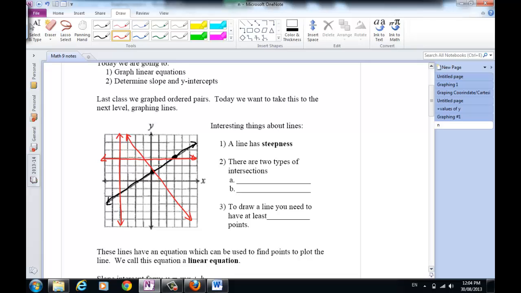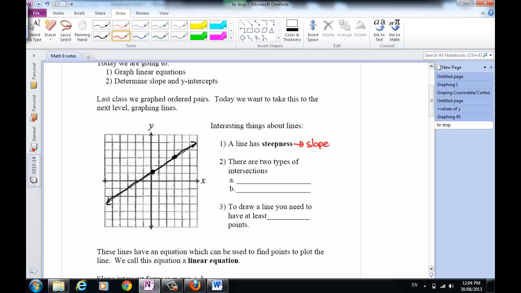So the difference between the black one and the last red one that I drew is the last red one that I drew went from left to right down, and the black one goes from left to right up. Okay, and those are just lines with different types of slopes. Okay, so each line has a different steepness. We also call this the slope.